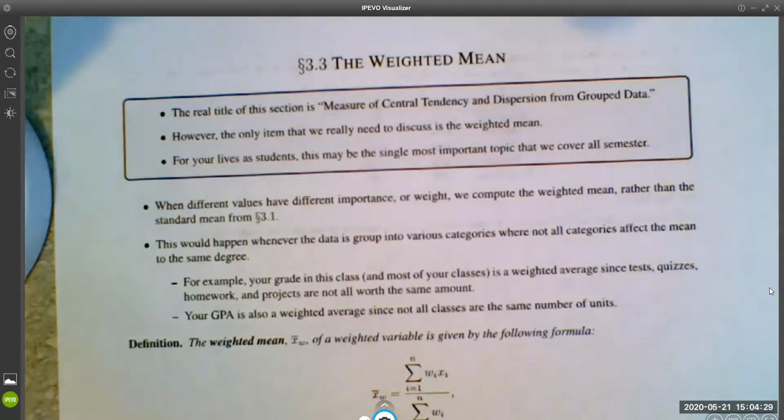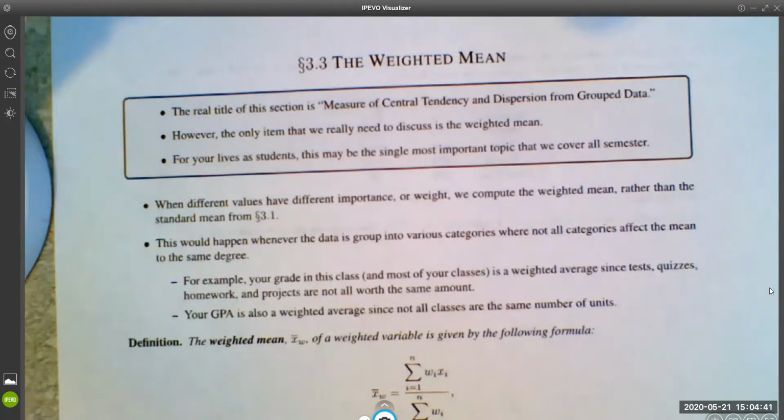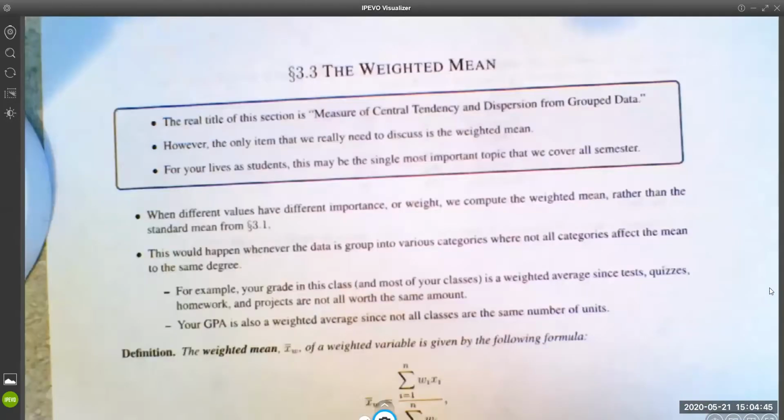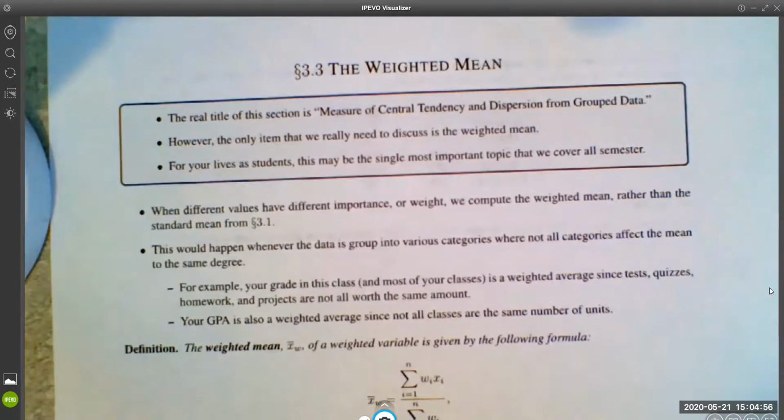The main reason I go over this section is because I think that your life as a student, you're going to use weighted means a lot. For one thing, the grade that you get in your classes is usually a weighted mean. Your GPA is also an example of a weighted mean. So weighted means are pretty useful to you for your life as a student. I just figured it would be good information.